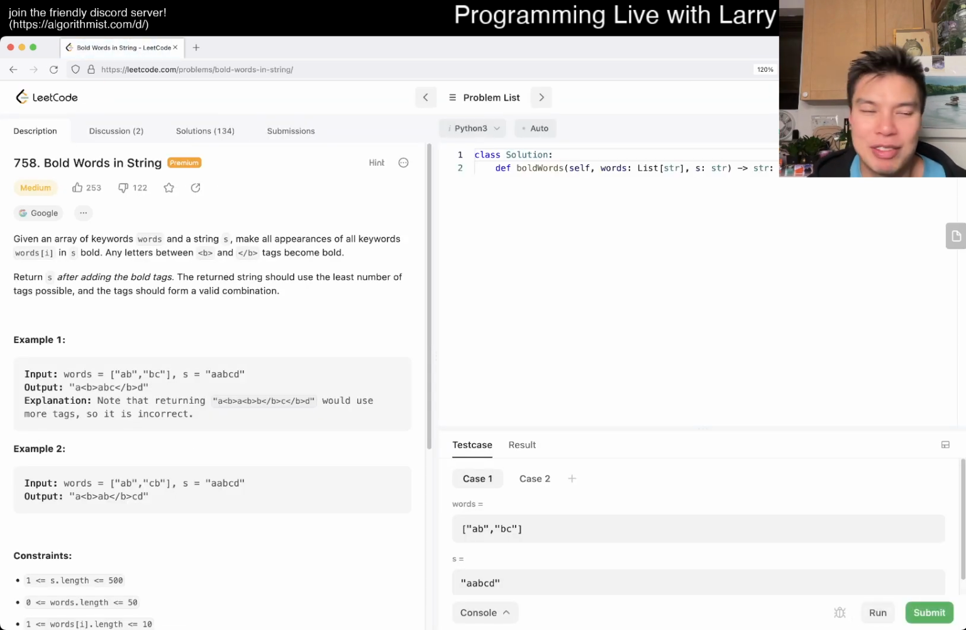Today's bonus Larry question is 758, Bold Words in String. It is a premium question, so if you don't have it, now is your chance to take a look. Given an array of keywords words and a string s, make all appearances of all keywords in s bold. Any letters between also become bold.